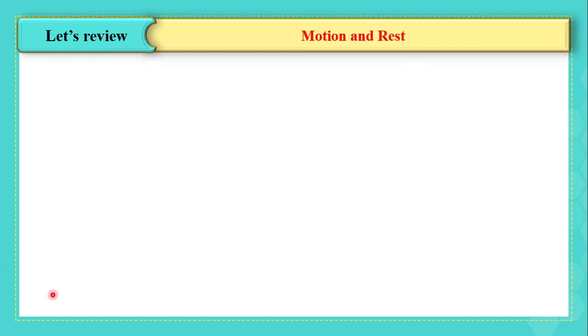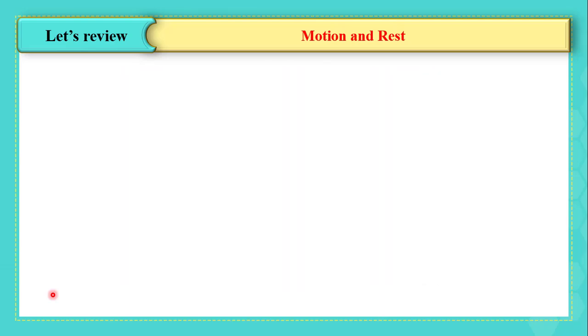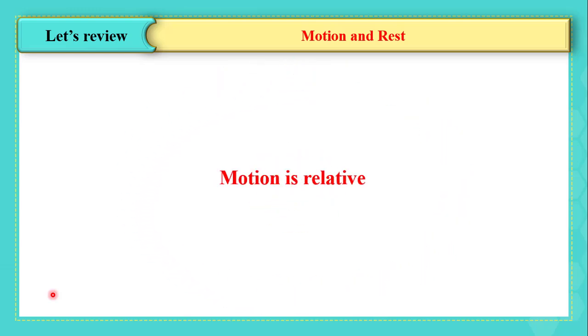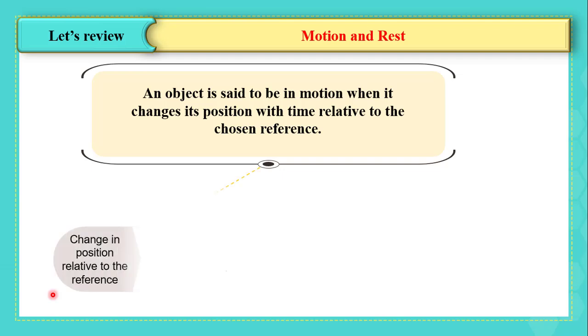Let's start now with our first objective. While sitting on your chair watching the video right now, you are at rest relative to the chair. Yet, you are moving with a speed of 30 km per second around the sun. Thus, motion is relative. Actually, an object is said to be in motion when it changes its position with time relative to the chosen reference.